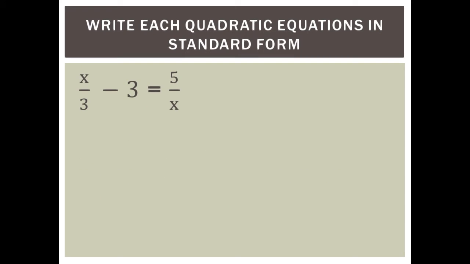And now for our next example, we have x over 3 minus 3 is equal to 5 over x. As you can see, there are two terms on the left side of the equation. One is a fraction and the other one is a whole number. So we cannot do cross multiplication here.